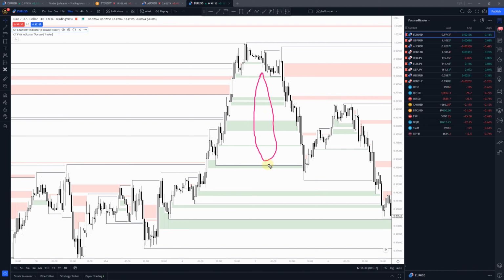Again, areas with fair value gaps, liquidity here and a fair value gap here. So it is grabbed, closed. In the area of nothing, the market reacts. And that's happening every time.